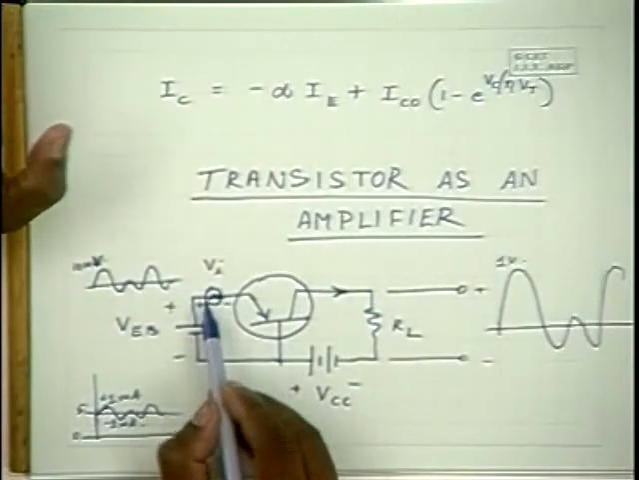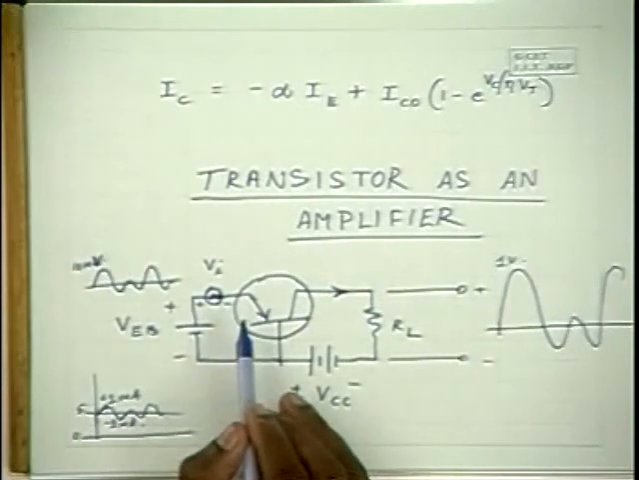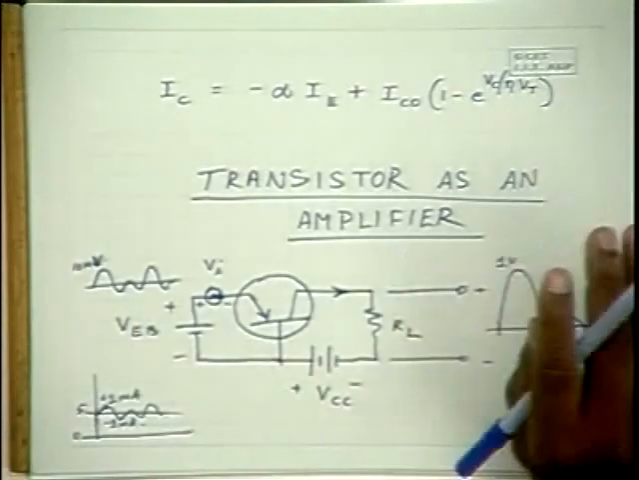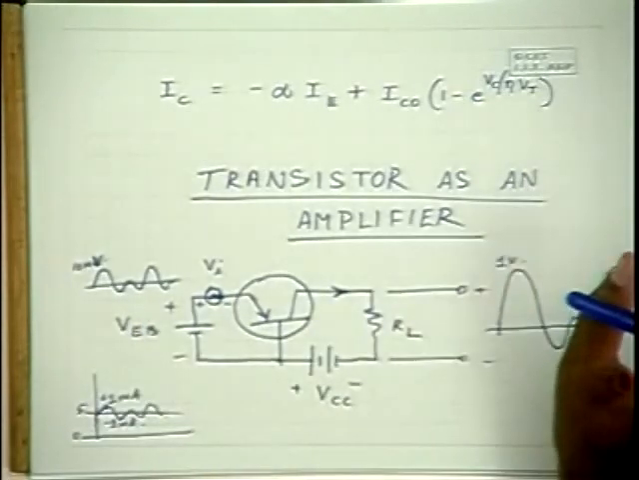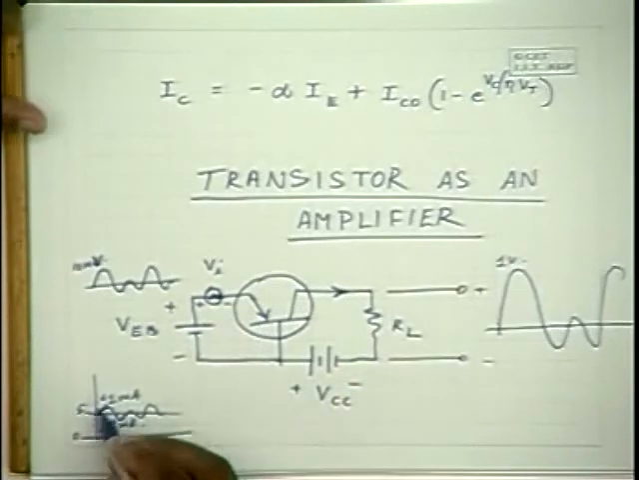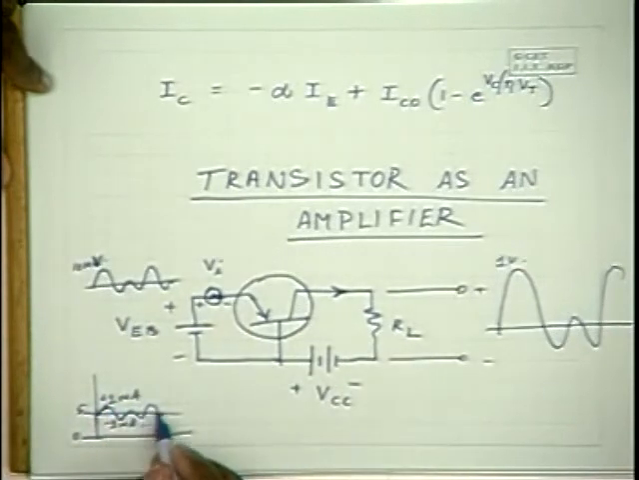When this alternating potential is introduced here, we expect the voltage to change, and the changed voltage causes the emitter current to change because of the changed potential barrier here. As a result, this current, which is 5 milliamperes, changes on the positive side up to 6 and on the negative side up to say 4 milliamperes in this fashion.